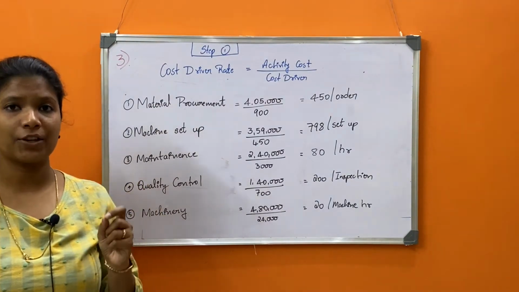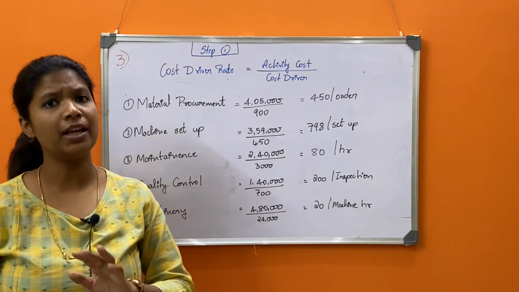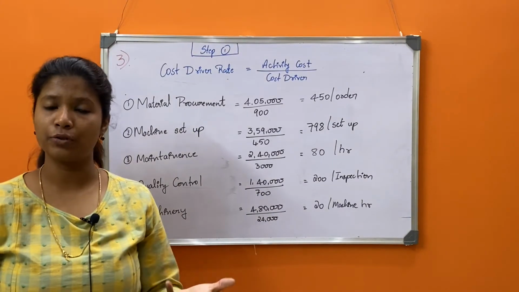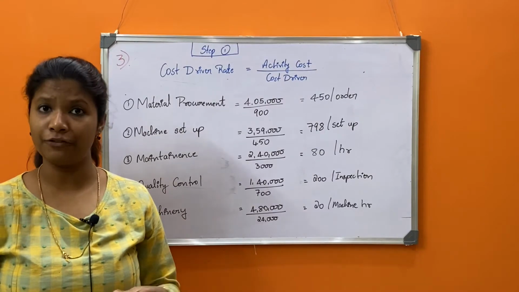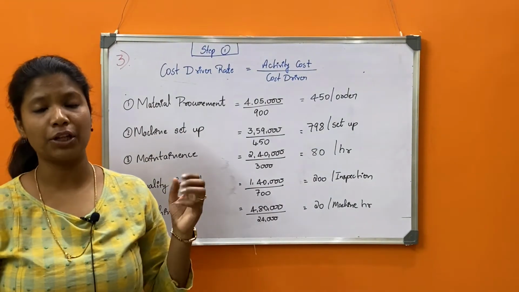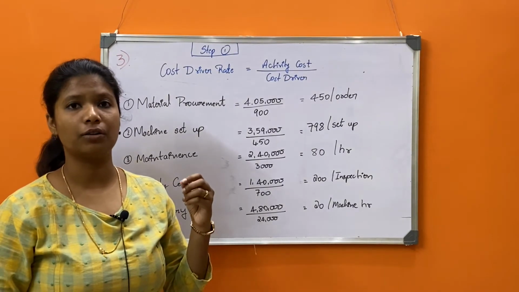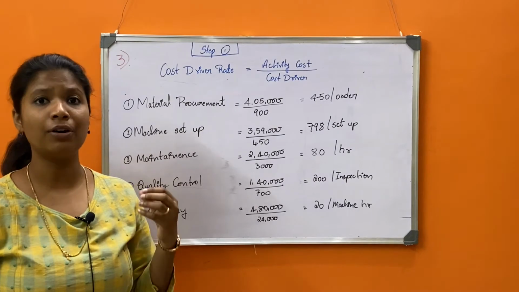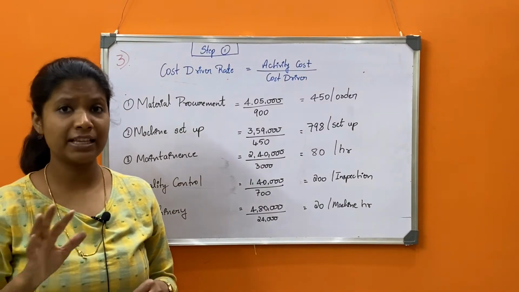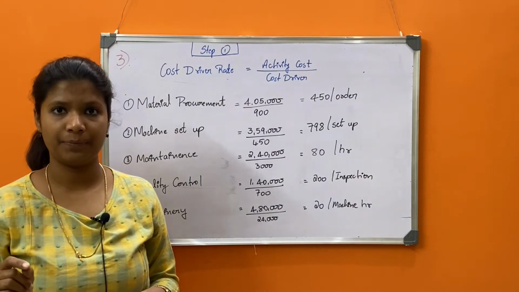The question is asking you only to find out under ABC costing, because the details given also belong to the ABC method of costing. So here the first step, as we know, is to find out the cost driver rate. What's the formula? Activity cost or total cost divided by your cost driver. Everything is given in the question. You just need to divide and find the rate.